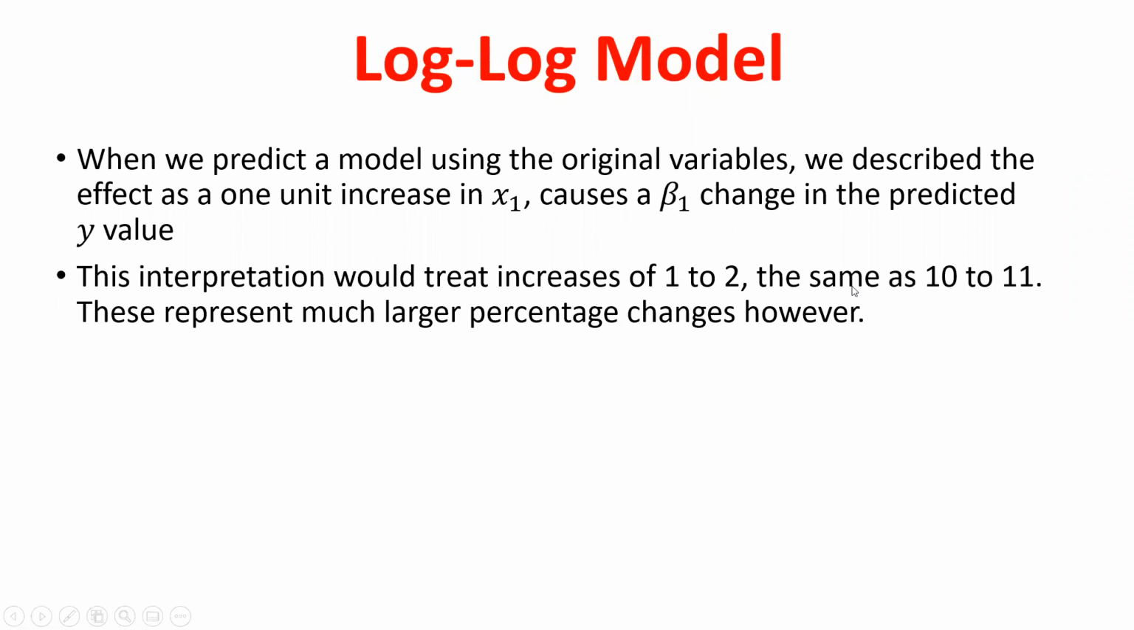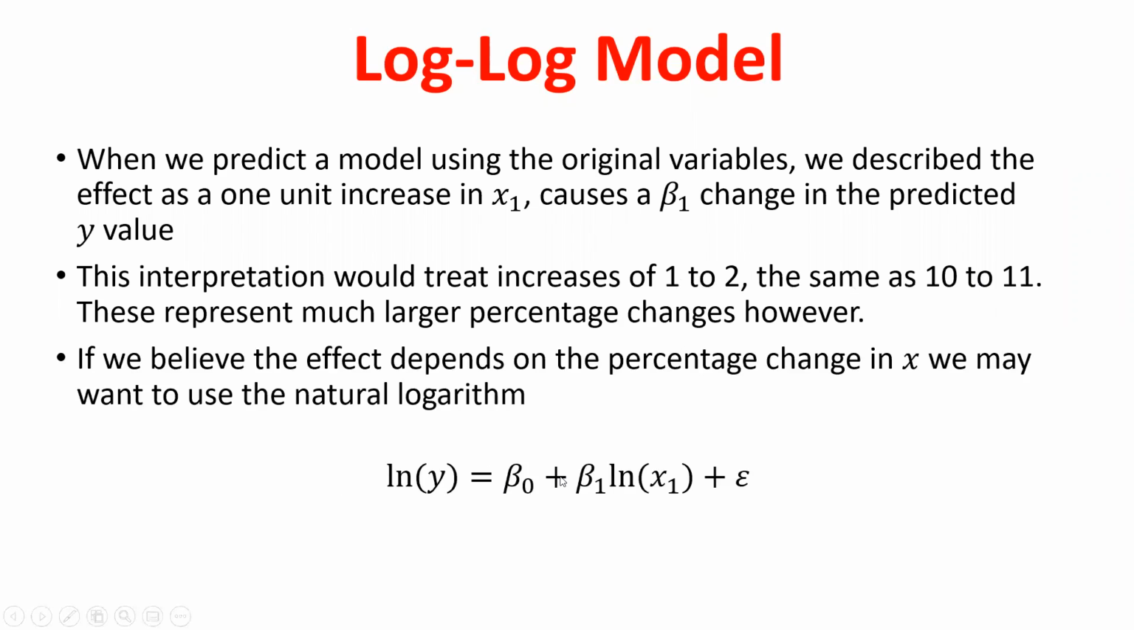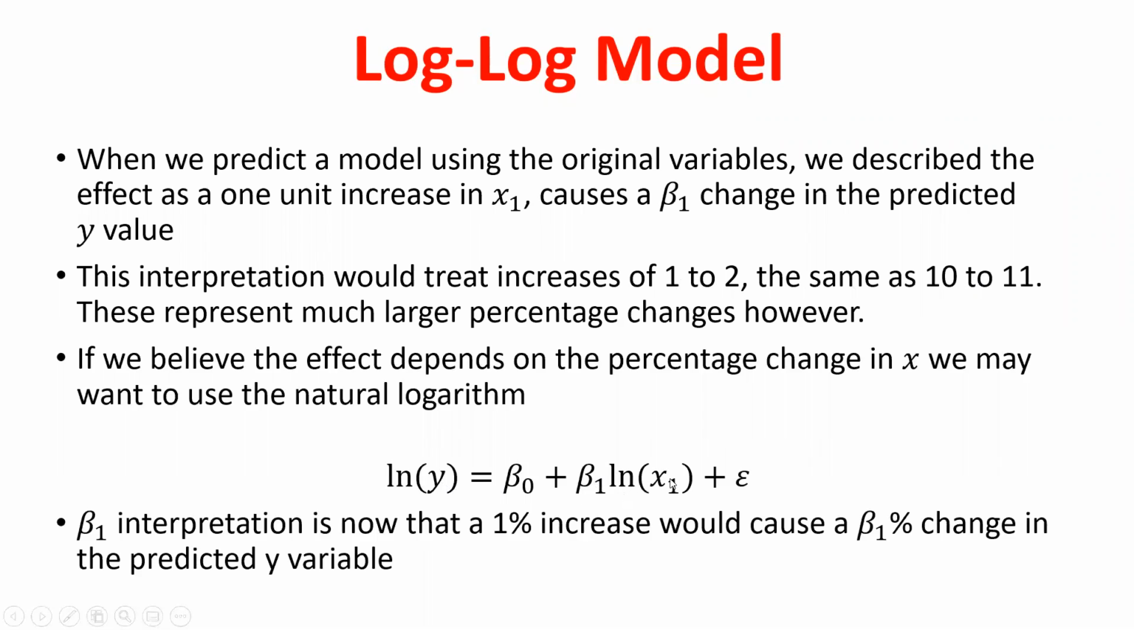So if we think about maybe we're not as concerned with unit changes, but we're really concerned with the percent change in a specific variable, we might want to do something like this, okay? So what we're going to do is take the natural log of both of these variables, okay? If we take the natural log of both these variables, the new interpretation of beta 1 is if x1 goes up by 1%, we would expect a beta 1 percentage change in y.